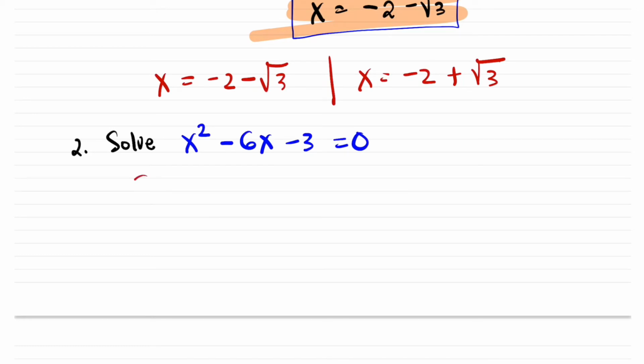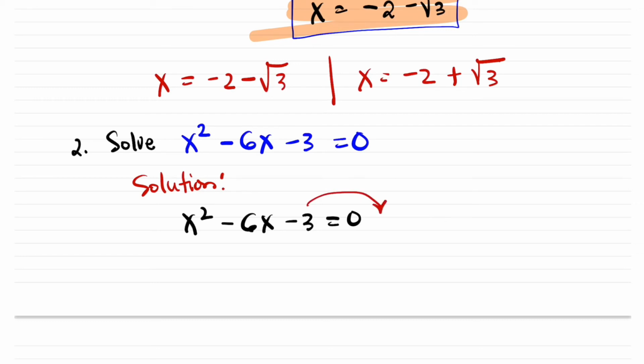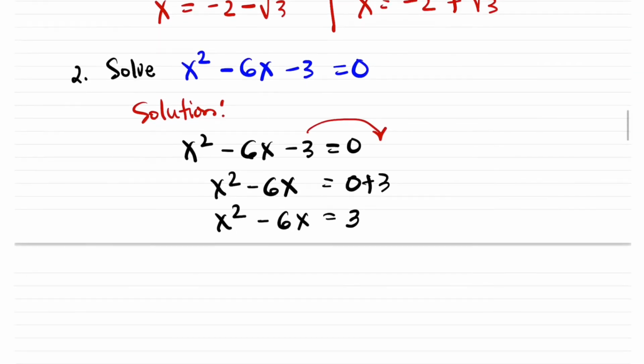Okay, now we do the solution here, and we just proceed without looking at the steps. So we have here x squared minus 6x minus 3 is equal to 0. First thing we do, move this to the other side. So therefore we have now x squared minus 6x is equal to 0 plus 3. We simplify, x squared minus 6x is equal to 3. And then we divide this by 2.